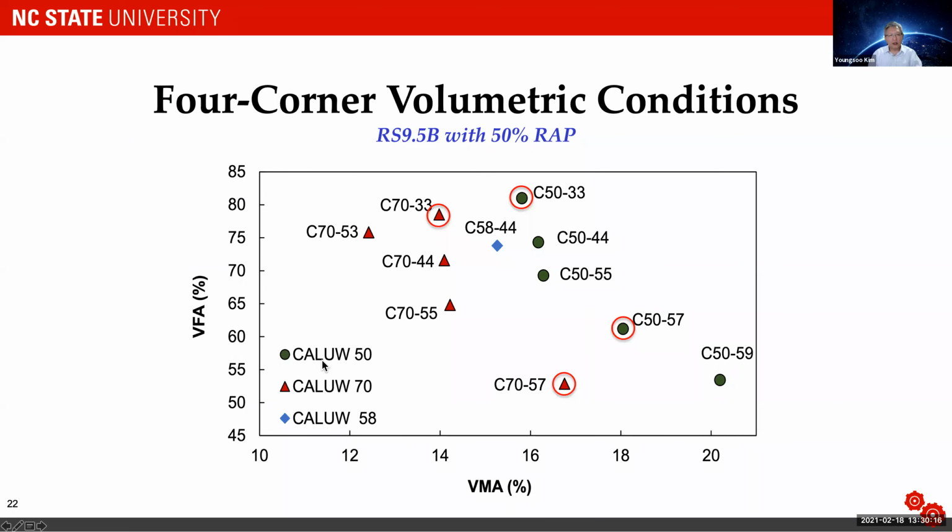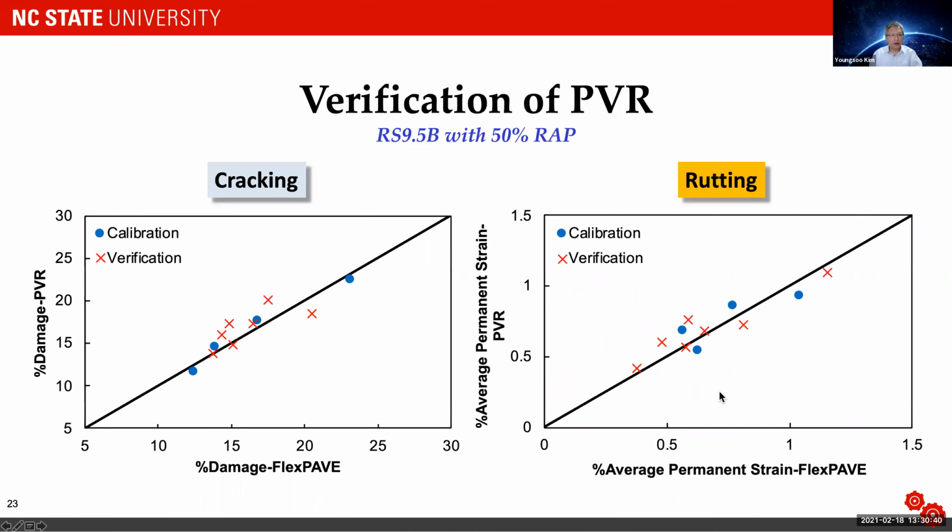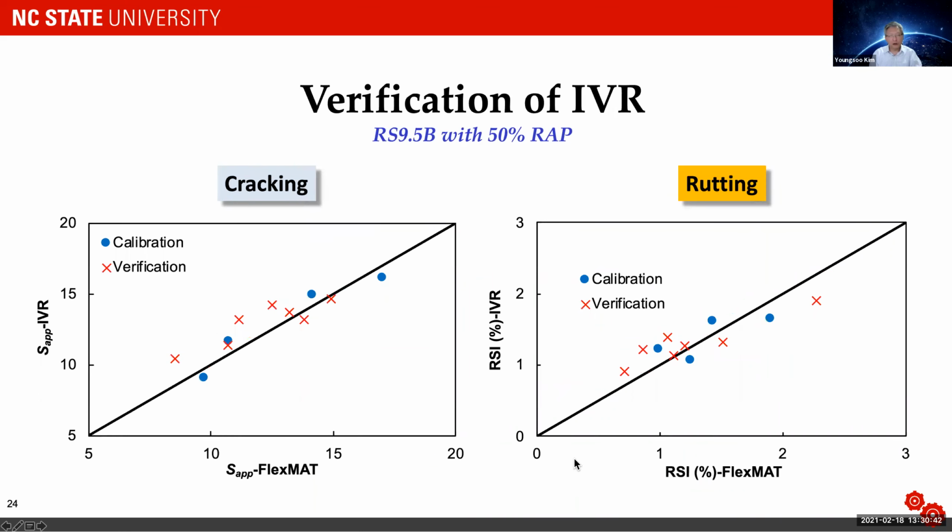Here the mixes mean different gradations. This one happens to be the Superpave volumetric mix design. And in this case, I chose these four corners and predicted what happens to the performance of the rest of the points. Okay, so these four are the calibration points, and the remaining points are verification points. And here are the results.